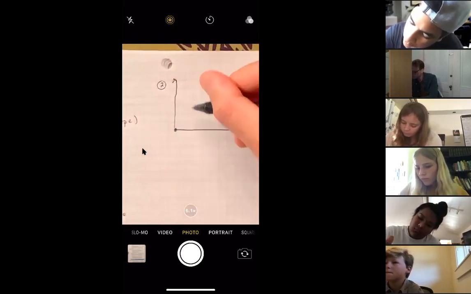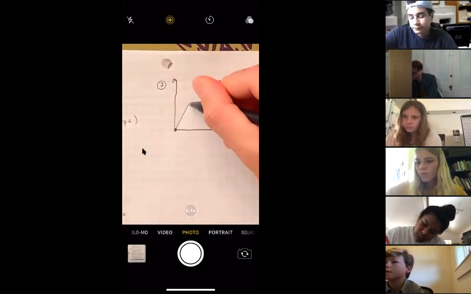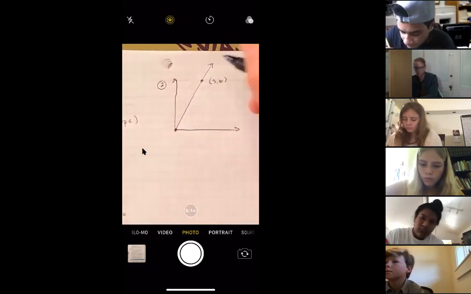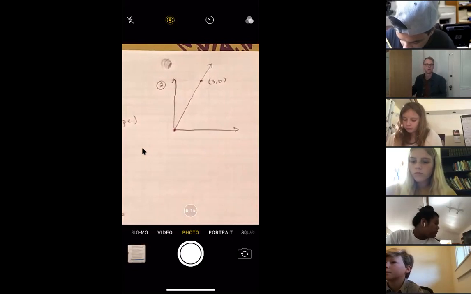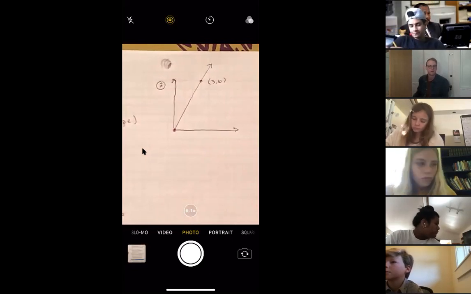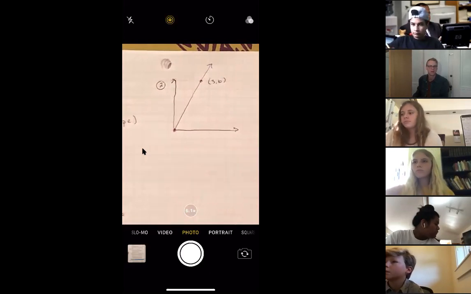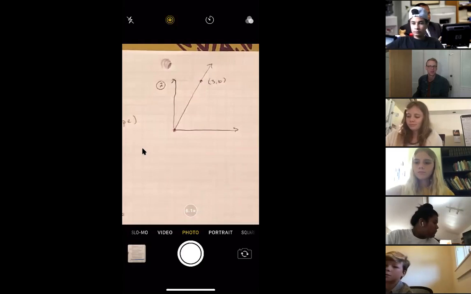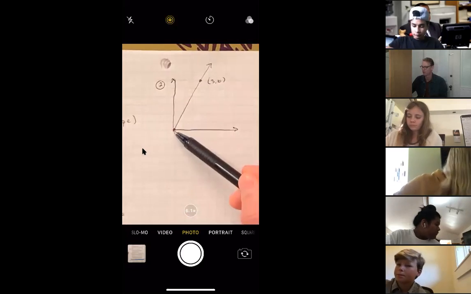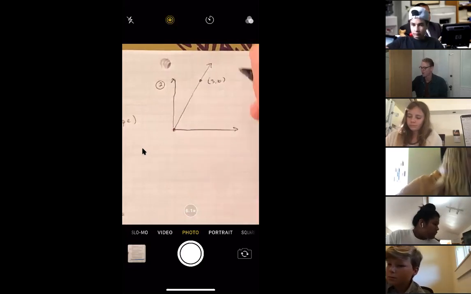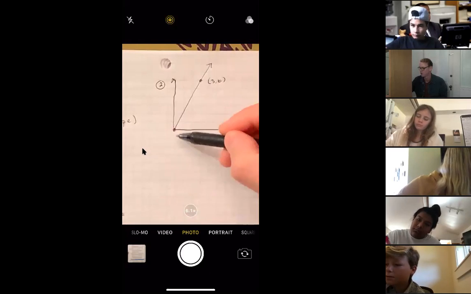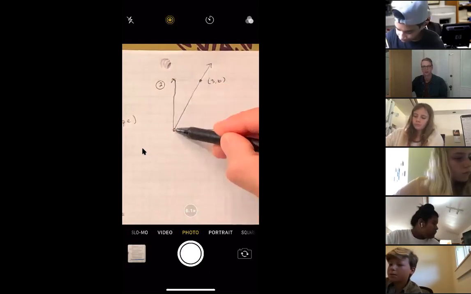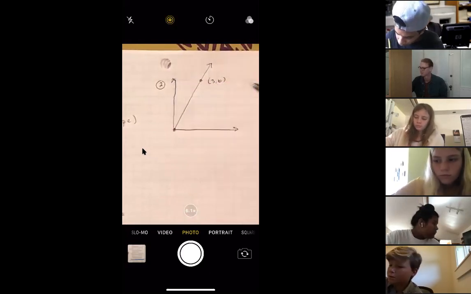From the origin, what is the slope? Lacey, what did you come up with? You haven't done it yet? It's okay, let's try it together. So from the origin, what's my vertical change? What's my rise? How many do I have to go up to get to here? From here to here.